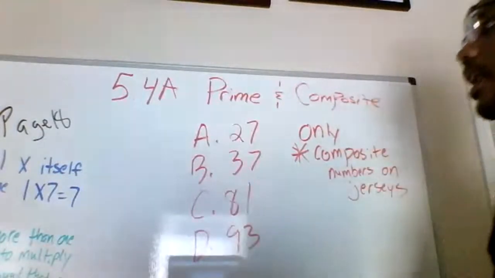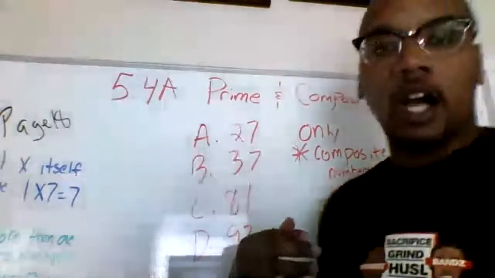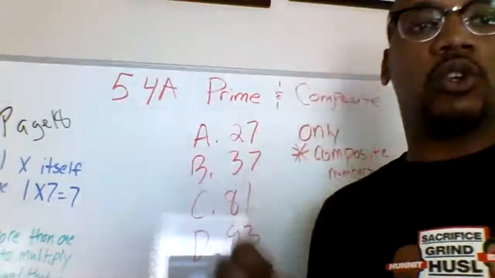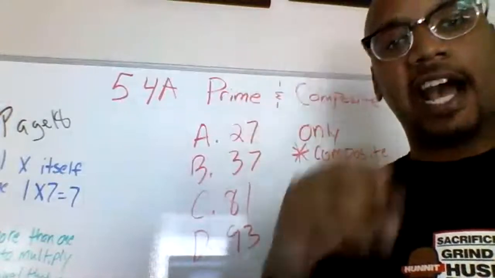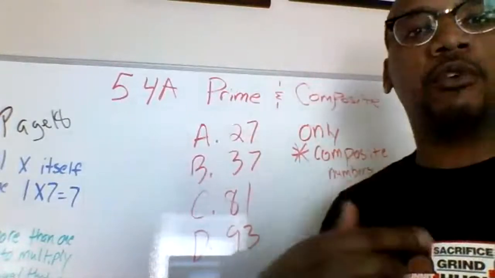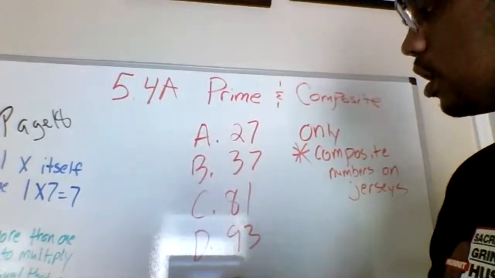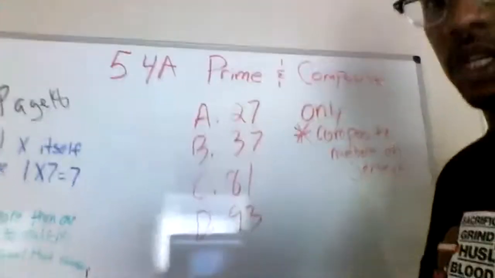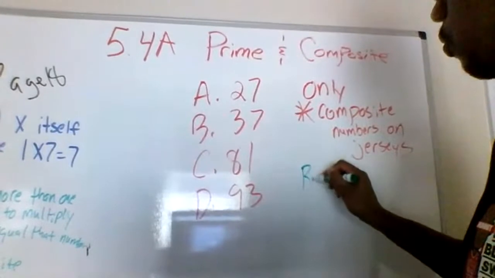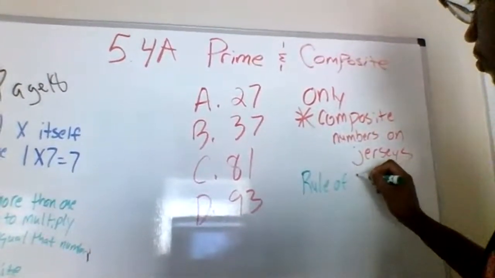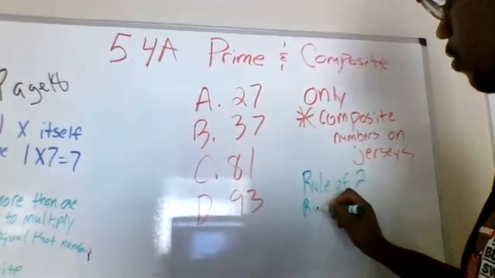Now, when we were in class, I told you about the rule of 2, the rule of 3, and the rule of 5. I want to review that with y'all real quick. The rule of 2, rule of 3, and the rule of 5.